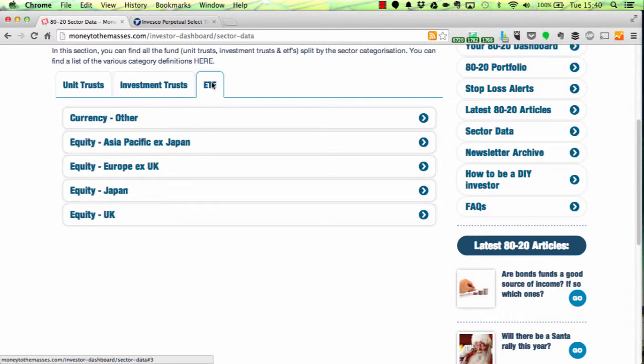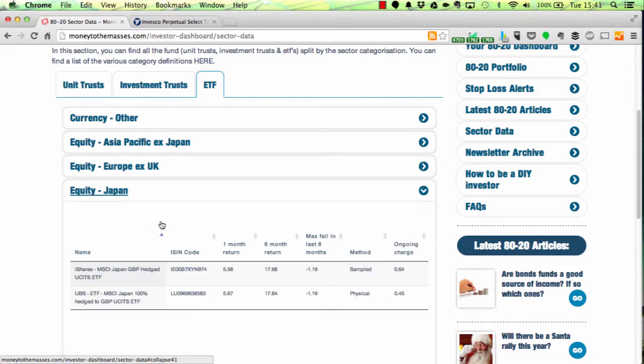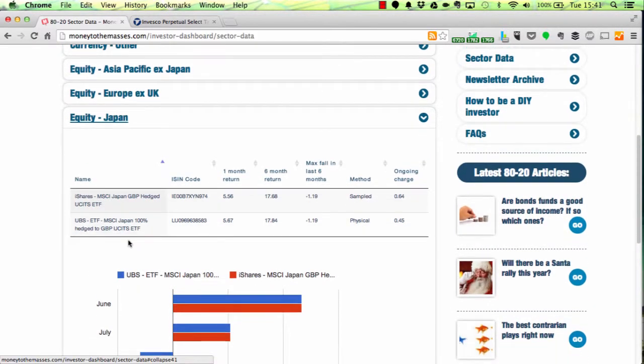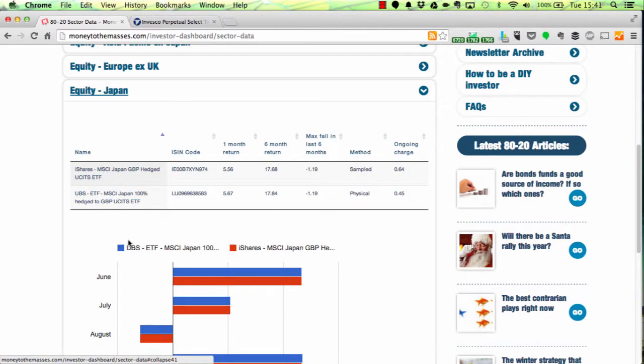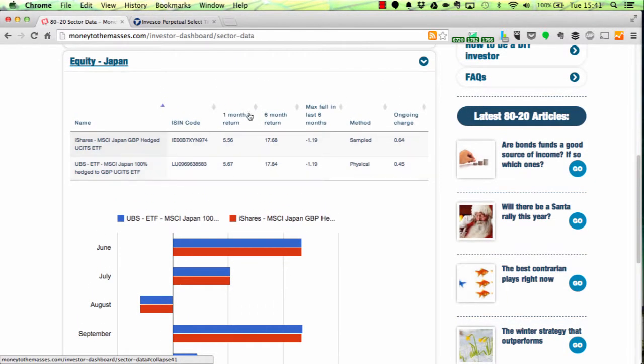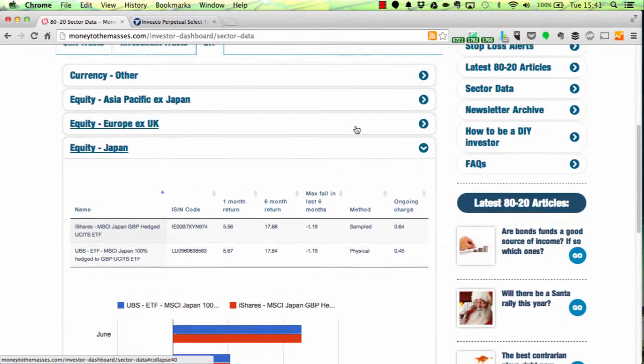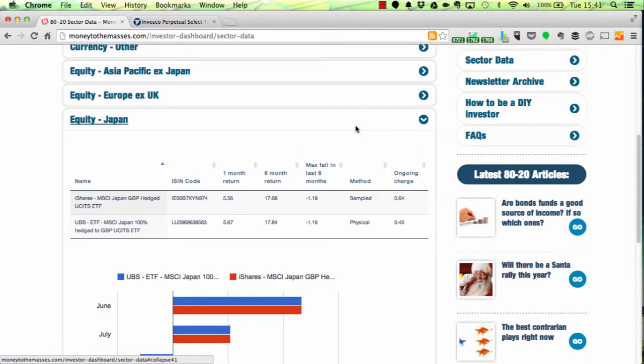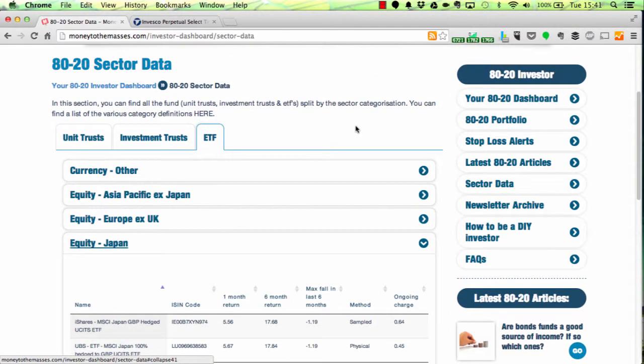ETFs, we have a similar idea where there are some great opportunities that have been pulled out here in ETFs. And this one, for example, I've just gone to Japan. At the moment, hedged versions of Japan funds are particularly good because of a weak yen and you get the stock market uplift. And you can see the charts. The one different column in the tables here is the methodology of how these ETFs are made, which is really important, but again, it's hardly ever picked up anywhere.